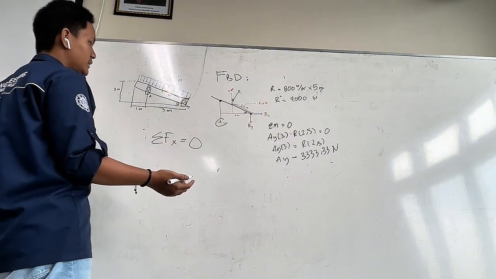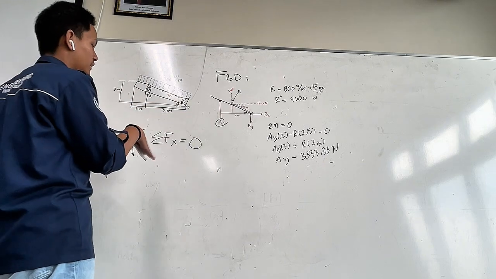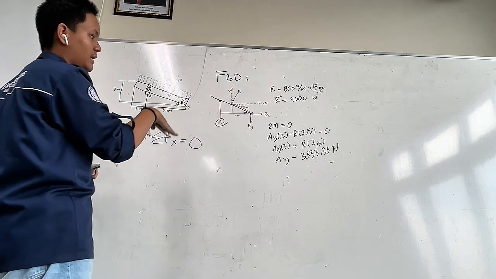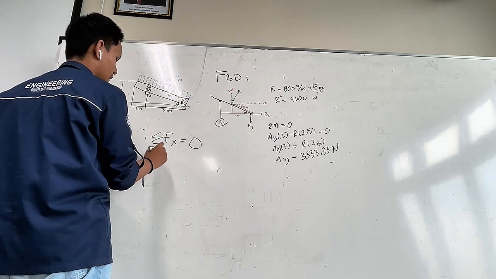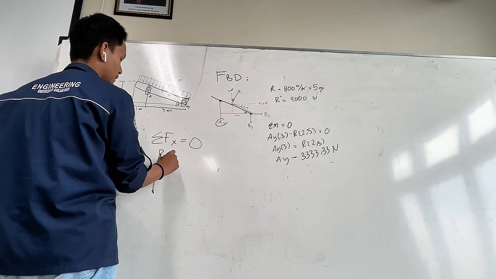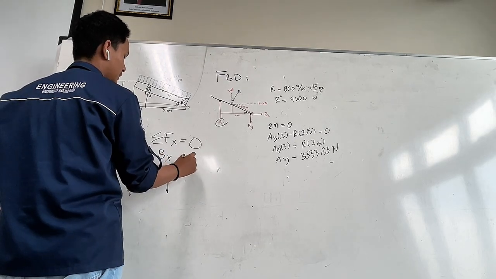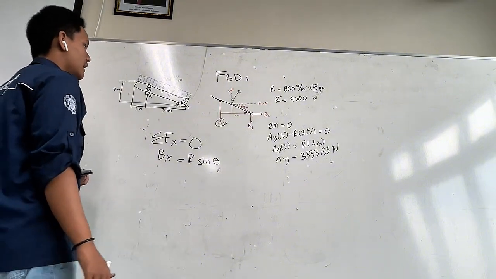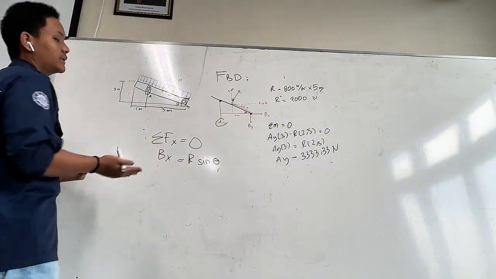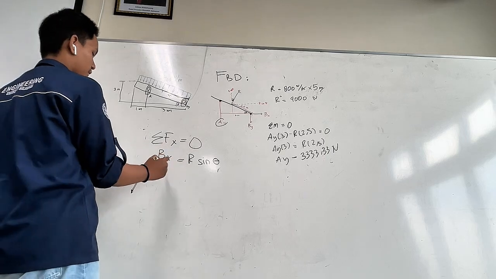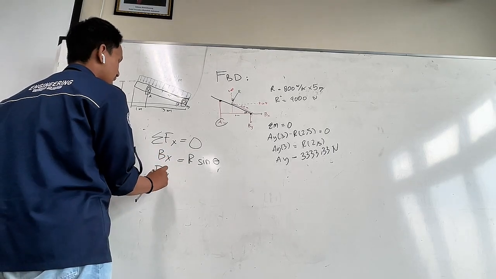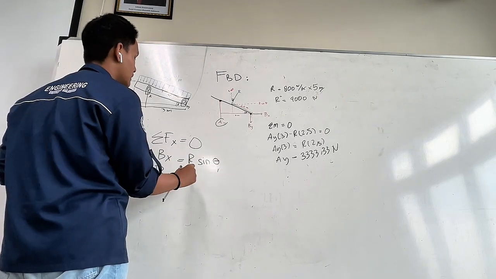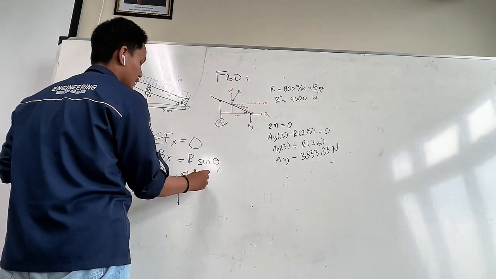As you can see, the forces acting on the x-axis are Bx and also the resultant multiplied by sinus of theta. So we can write that Bx is equal to R sinus of theta. Bx is the value that we want to find, and for R sinus of theta, we can insert the values, which is 4,000 newtons sinus of theta.